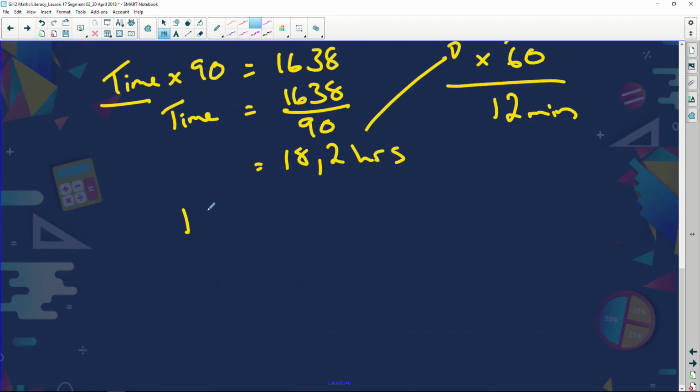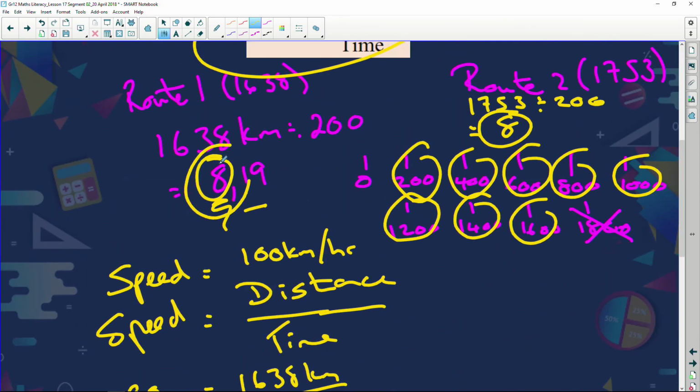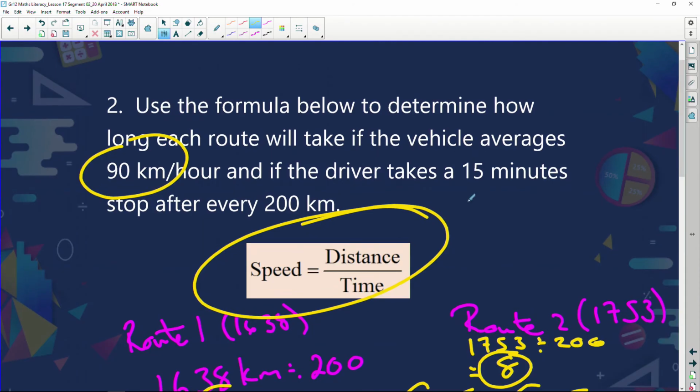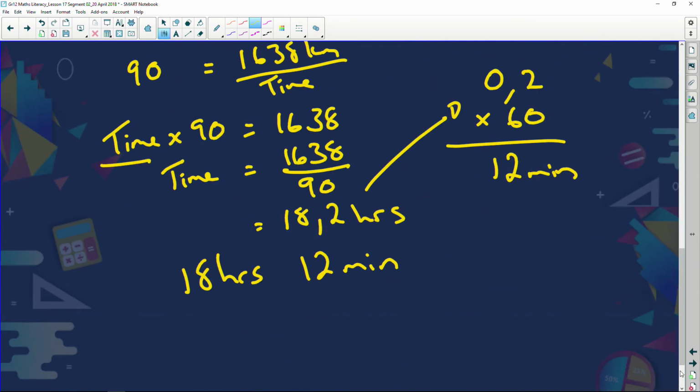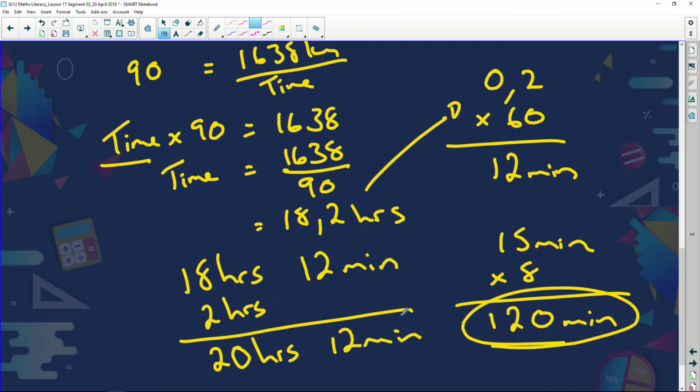Because if you remember, I've got 18 hours, 12 minutes. I have to stop every 200 kilometers, and we said for this, I'm going to stop 8 times. And every time I stop, I'm going to stop for 15 minutes. So we need to multiply 15 minutes by 8. 8 fives are 40, 8 ones are 8, plus 4, that's 120 minutes. And we know 120 minutes is 2 hours. So I add 2 hours to my journey. My whole journey is going to take me 20 hours and 12 minutes. Okay?